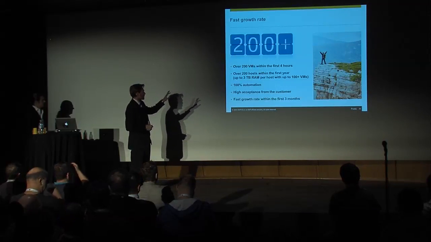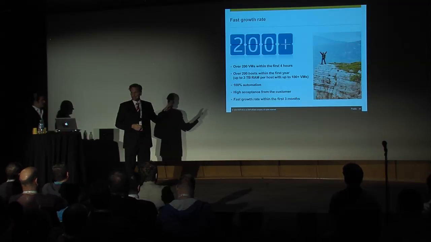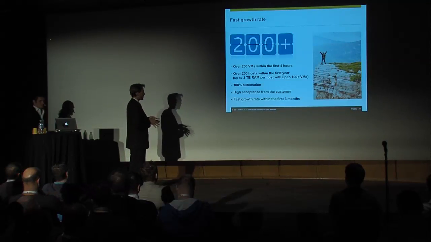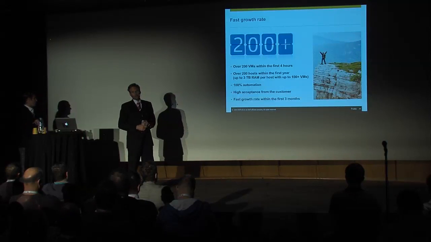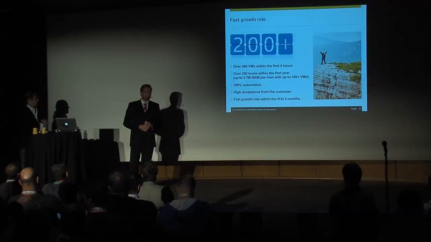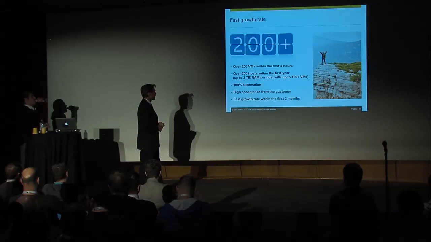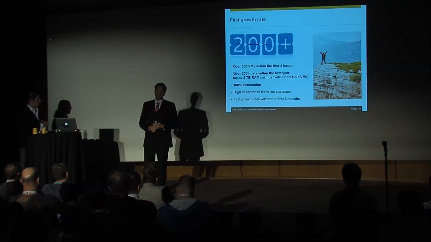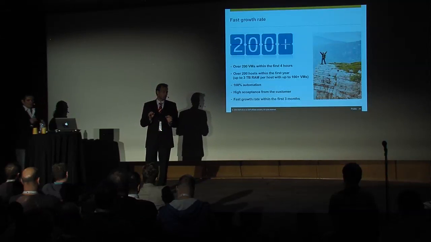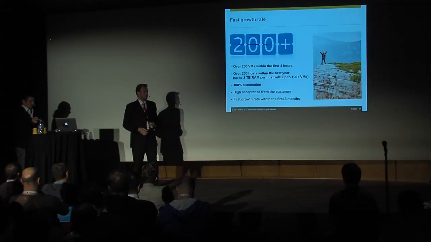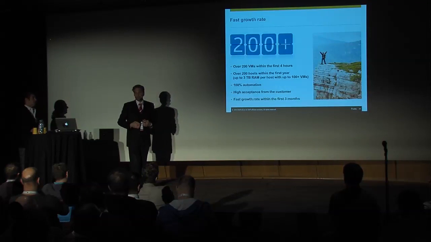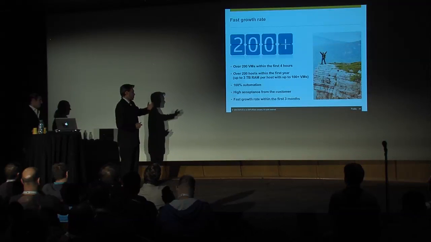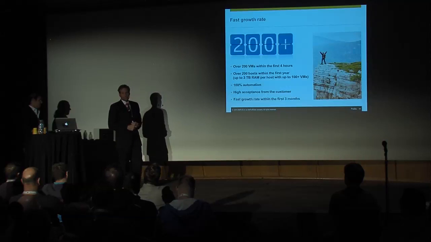In the very beginning, we did not have 3 terabyte hosts. We had 512 gigabyte hosts. Now the newest generation is 3 terabyte. And maybe in the very beginning, especially, but even today, we have an automation rate of 100.0%, no failures. And this is, of course, a great success rate, especially in such a complex landscape. As I said before, high acceptance from the customers.